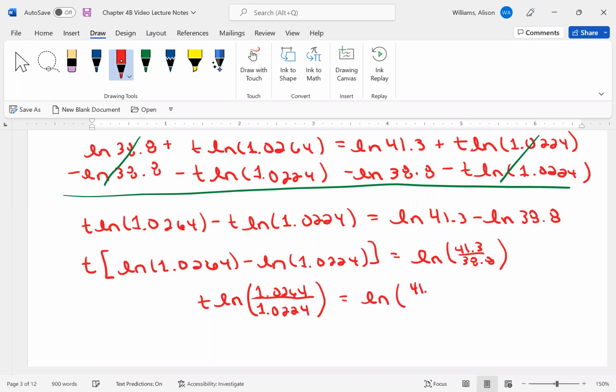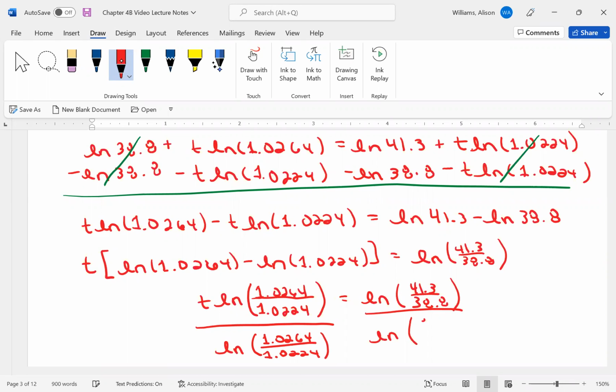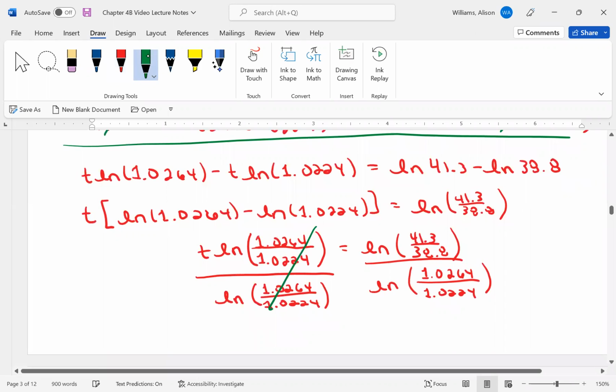Okay, so I'm going to solve for t by dividing both sides by this natural log of 1.0264 over 1.0224 into this. Okay, so this is what I'm going to plug into the calculator. These two natural logs of two different divisions. And what I'm going to be left with is my answer.